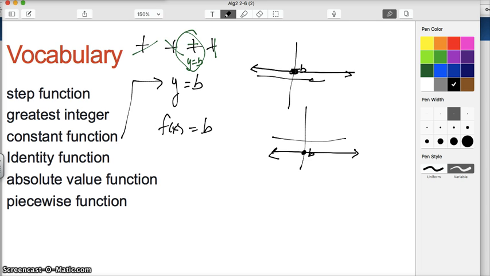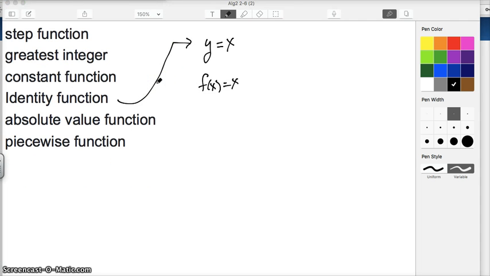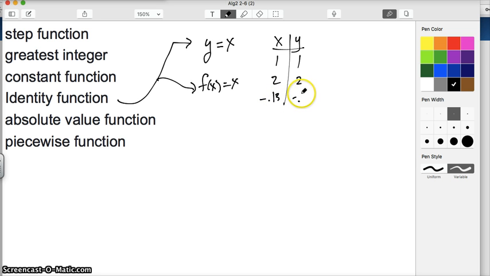Identity function can be written in either of these two ways, and it's probably the most enjoyable function ever, right? Because if you had to do an xy table, y is equal to x. So if x is 1, y is 1. If x is 2, y is 2. If x is negative 0.13, then y is negative 0.13.